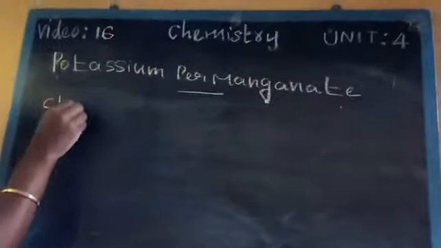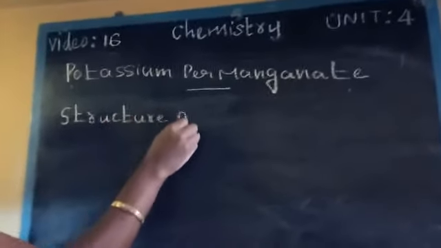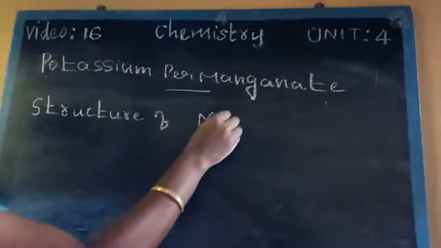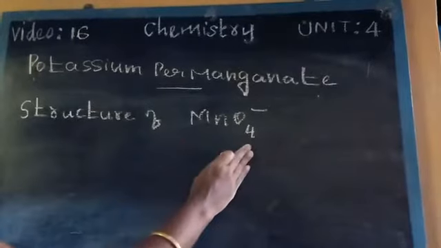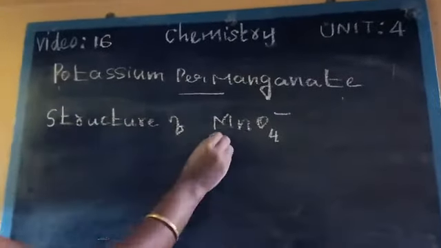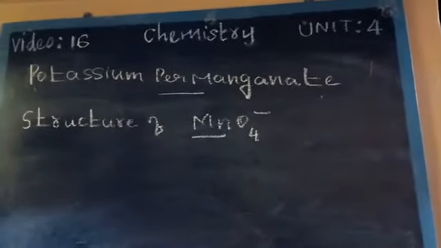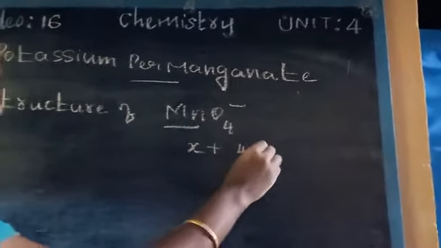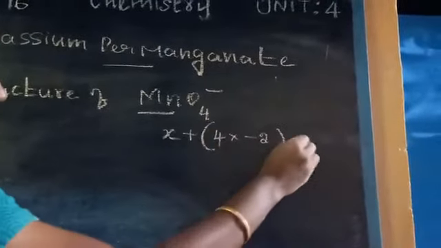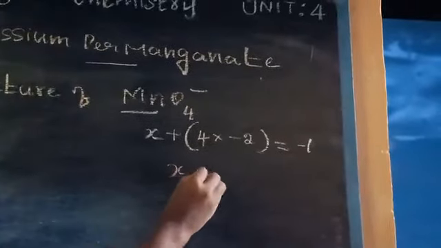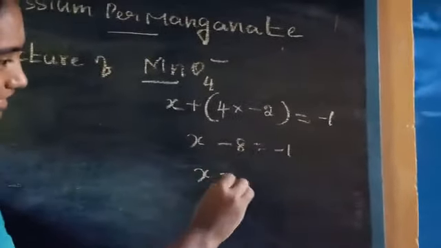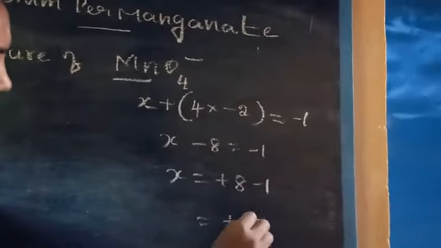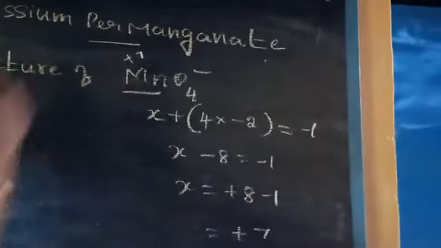Next, we are going to see the structure of the permanganate ion. What is the formula? MnO4- is the permanganate ion. First, find out the oxidation state. How do you calculate it? Consider Mn as X. Next, 4 oxygens, so 4 into minus 2, and the charge is minus 1. So X minus 8 equals minus 1, X equals plus 8 minus 1, so plus 7. The oxidation state is plus 7.